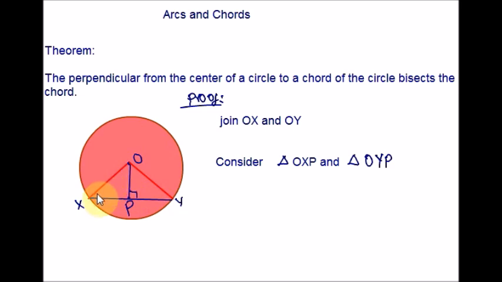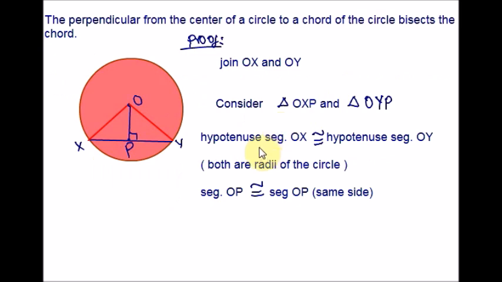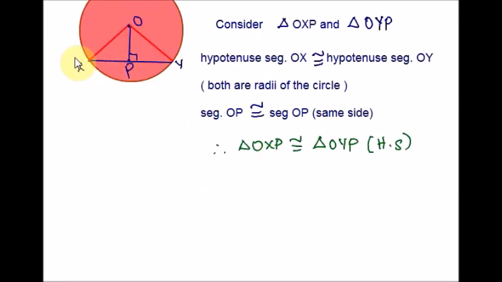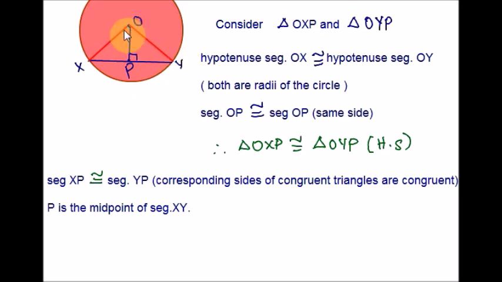This is one side of triangle XOP and one side of triangle OYP. When the hypotenuse and one of the other sides of a right triangle are congruent, you can say that the two triangles are also congruent. So therefore, triangle OXP is congruent to triangle OYP. Therefore, segment XP is congruent to segment YP because corresponding sides of congruent triangles are congruent. And you can say that P is the midpoint of segment XY. Hence, segment OP, which is the perpendicular from the center to the chord XY, bisects the chord XY into two equal halves.